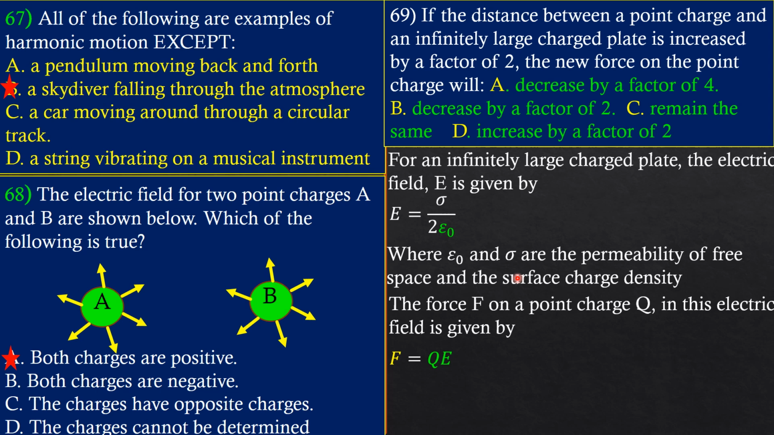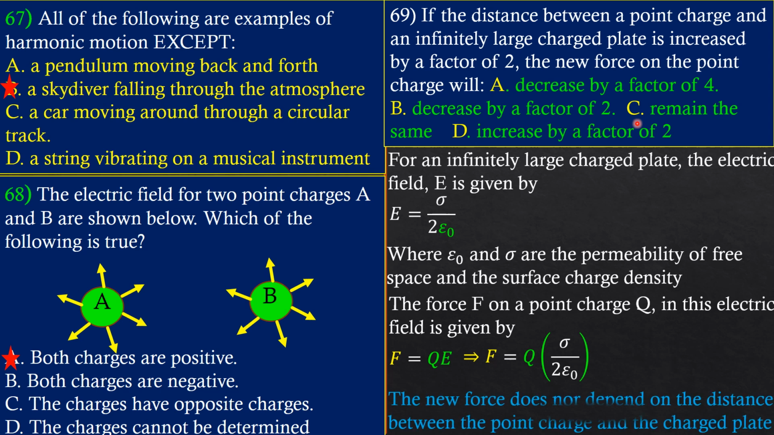If we substitute our E into this formula, we have F equal to Q times sigma over 2 epsilon 0. We can see that this force is independent of the distance. So in this case, option C has to be the best, that it will remain unchanged. Option C is the best, it remains unchanged since it does not depend on the distance. Great. Let's go to the next question, guys. Question 70. Let's go.